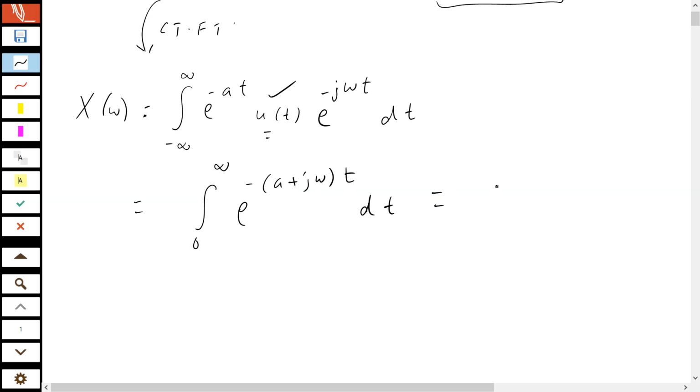What can you do now? Try your calculus. Do you remember how to work this integral out? Which rule do you need here? The power rule, right? It gives 1 over minus (a plus j omega).